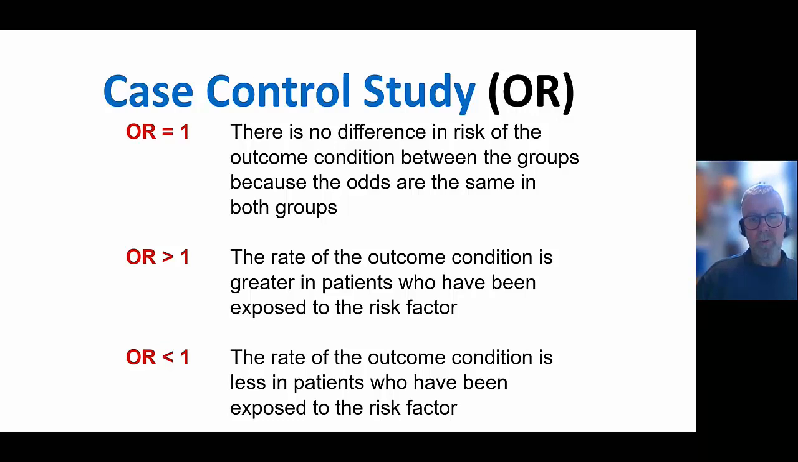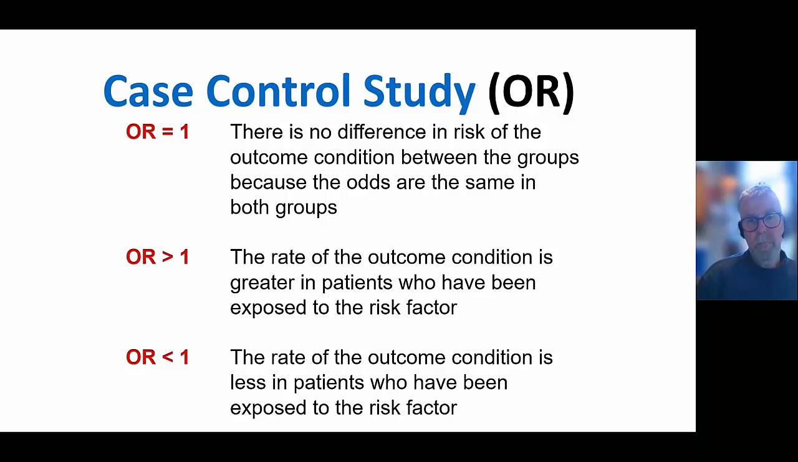If, on the other hand, the odds ratio is greater than 1, then the rate of the outcome condition, the disease being present, is greater in patients who've been exposed to the risk factor, e.g. smoking, compared to those who have not been exposed to the risk factor, e.g. non-smokers, and this would indicate that there is an adverse association between, e.g.